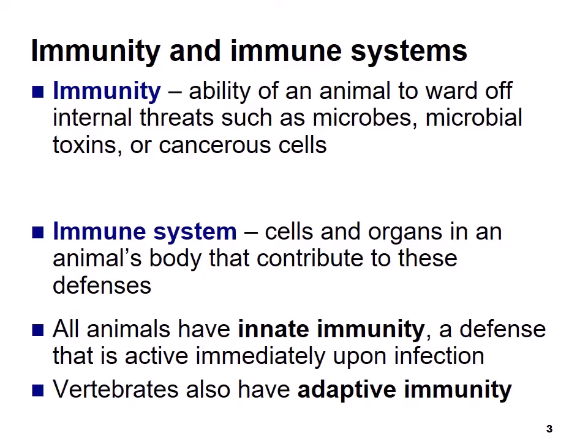So with immunity and immune systems, immunity is the ability of an animal to ward off internal threats like microbes or microbial toxins or cancerous cells, basically anything your body can recognize as foreign. And then the immune system is actually the cells and organs that help contribute to immunity. All animals have an innate immunity, which is the defense that is active immediately upon infection, and then vertebrates also have an adaptive immunity, which has to be educated in a way, and we'll talk more about that coming up.